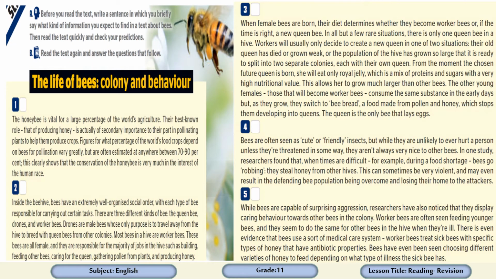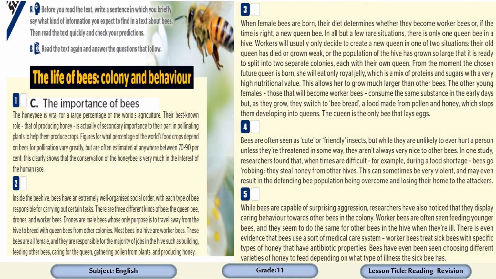Let's start with the first paragraph. What can be the right heading for the paragraph? Yes, very good. It's C, the importance of bees. And here we have 2 hints, the word vital, which means very important, and the word importance itself, which tell us that this heading matches the paragraph.